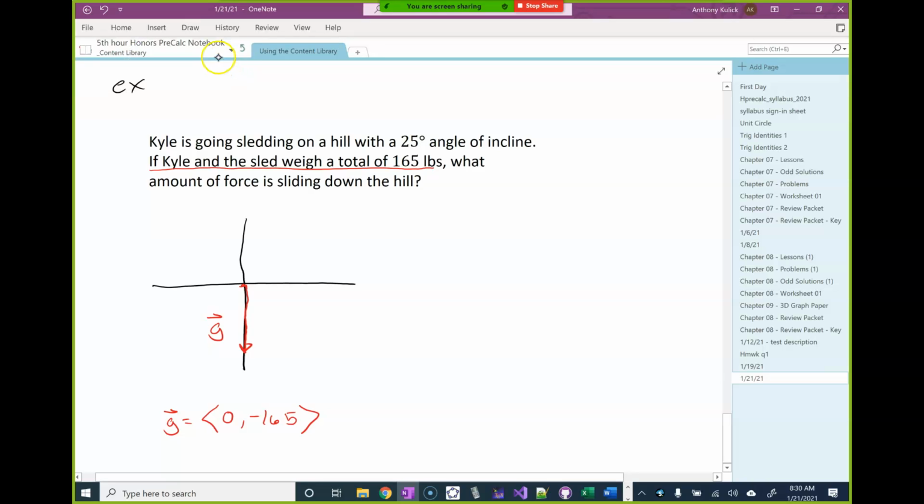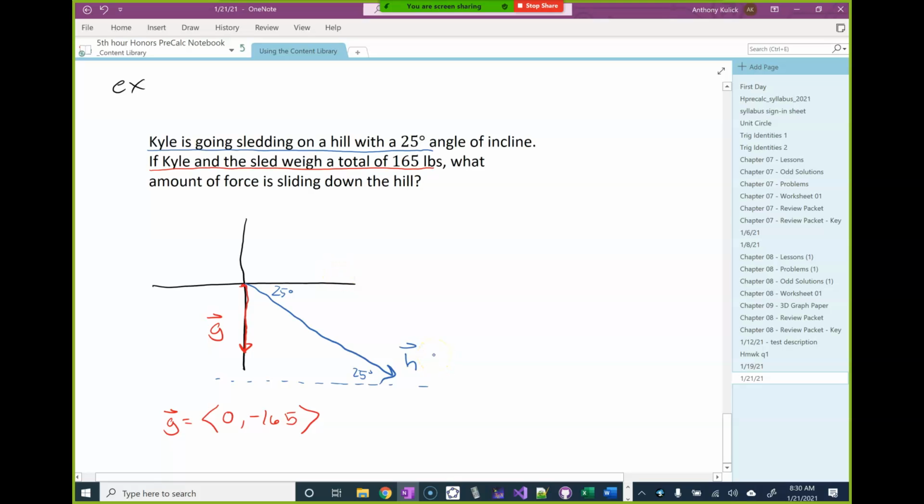The other vector that I'm going to draw is this hill, because that's what we're projecting the force due to gravity onto. We're sledding down the hill, and the angle of incline is 25 degrees. So there's my hill. My angle of incline would be this angle here, but from alternate interior angles, I know that that angle is also 25 then. Is everybody so far so good? Okay. I'm going to call that vector H.